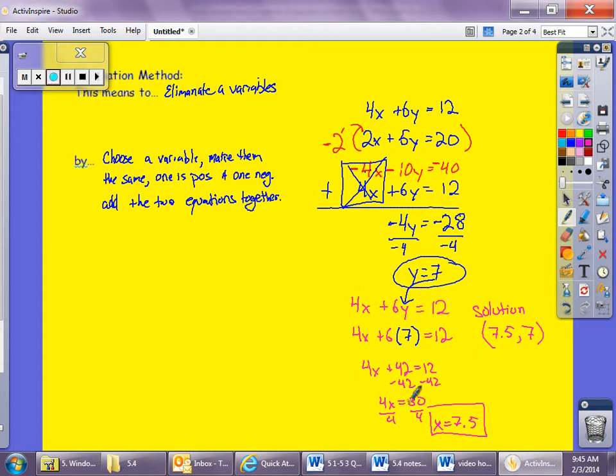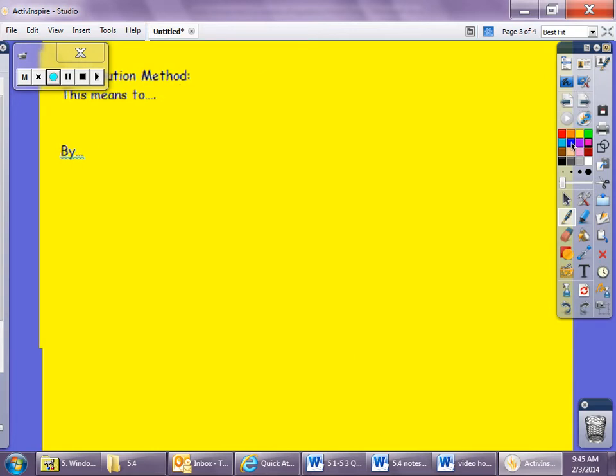Actually, this is negative 30, so this should be negative 7.5. That's what it was. So 12 plus negative 42 is negative 30, gives us negative 7.5. And that's how we use the elimination method. If we flip this over, the next one is the substitution method. This means to substitute in for the variable.